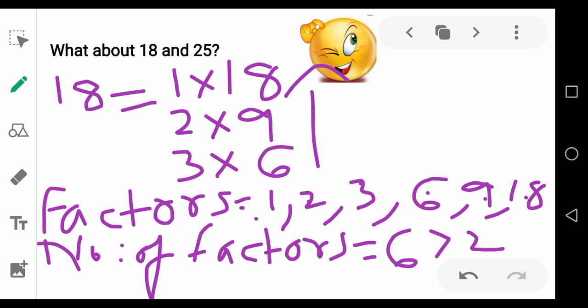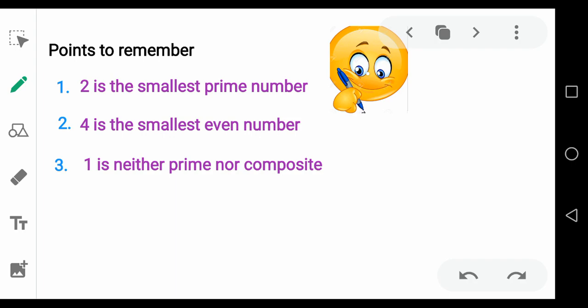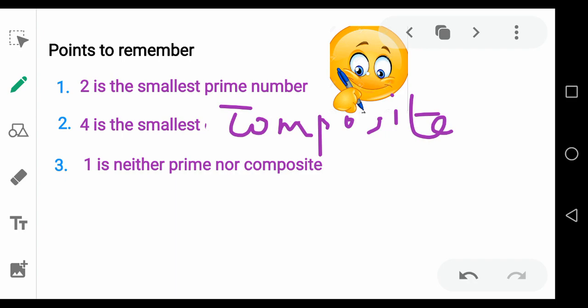Now comes the next one. 2 is the smallest prime number. 4 is the smallest composite number. What type of number is it? Composite number. 1 is neither prime nor composite. So understood? 3 things you have to remember. 2 is the smallest prime number. 4 is the smallest composite number. 1 is neither prime nor composite.